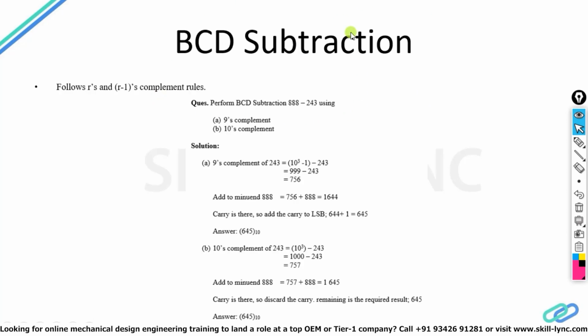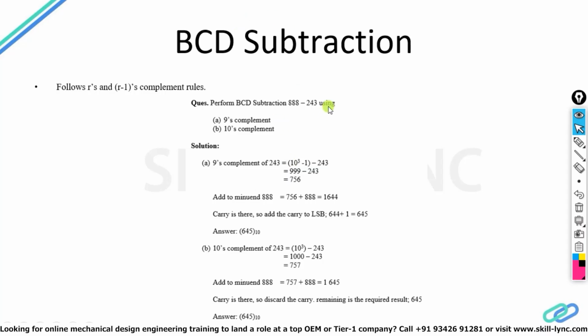Now come to the BCD subtraction. If you remember in the previous videos, we have seen that we can subtract the numbers using r's or r minus 1's complement. So here also we can subtract two numbers using 9's complement or using 10's complement. 9's complement means r minus 1's complement and 10's complement means the rules of r's complement will be followed here. So let's take the first question. Here two questions are there. First part is subtract 888 minus 243 using 9's complement.